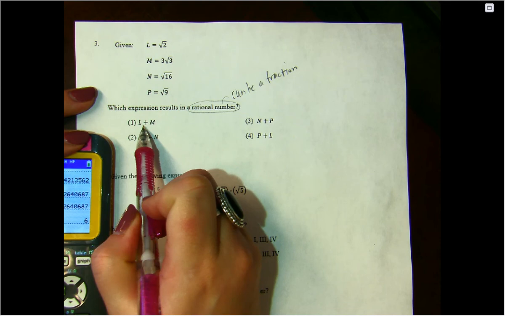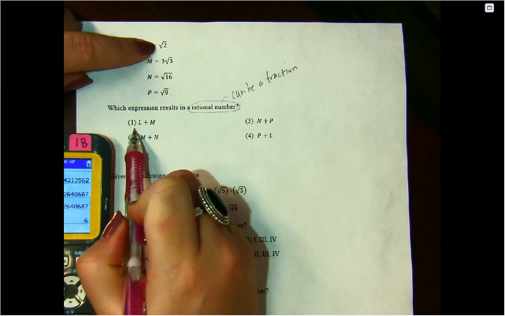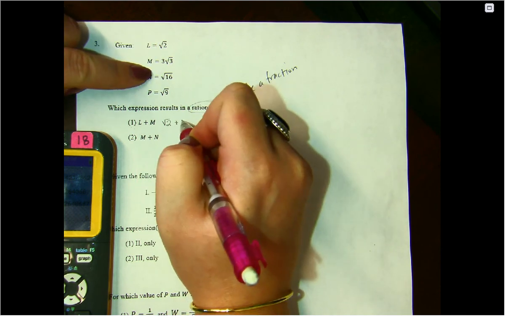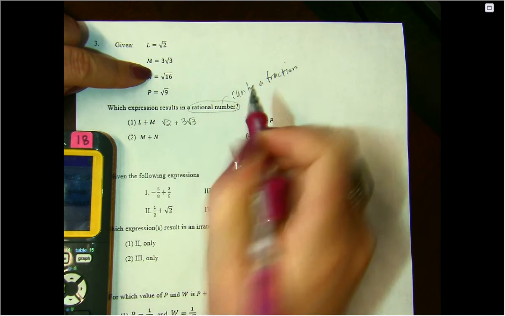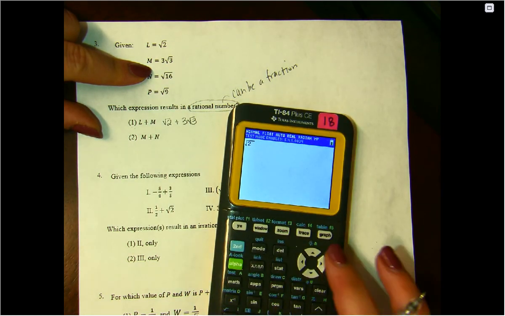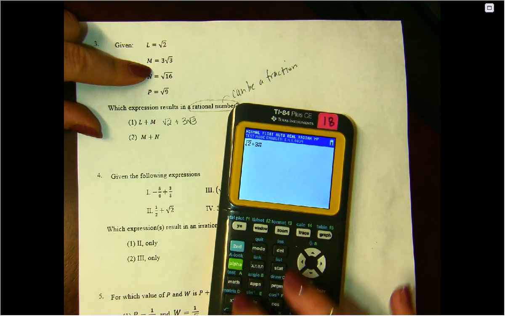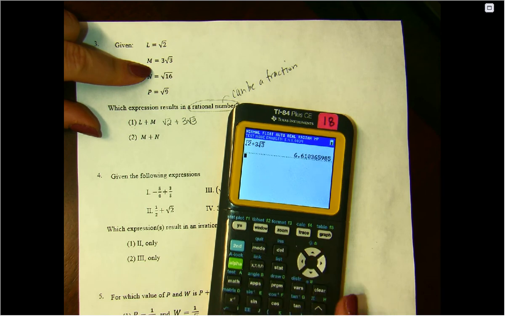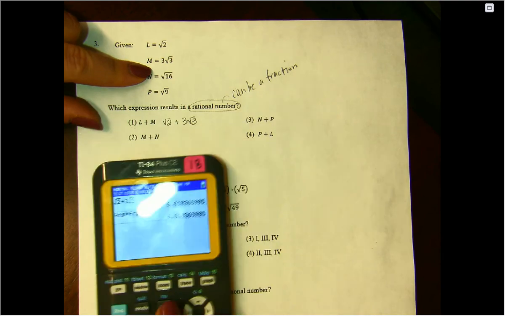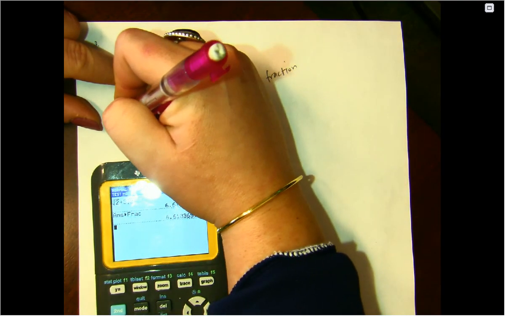So the first one says L plus M. Remember what L is. L is radical 2. M is 3 radical 3. So now all I do is put this in my calculator. So I have radical 2 plus 3 radical 3. Well, that gives me an irrational-ish number. So math, fraction. Okay, so this is irrational.